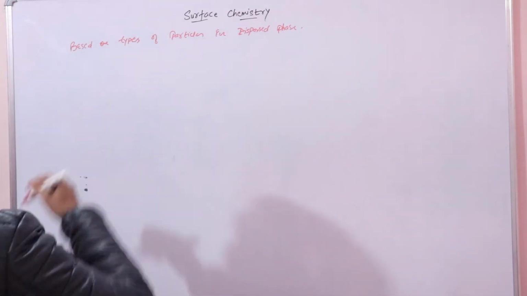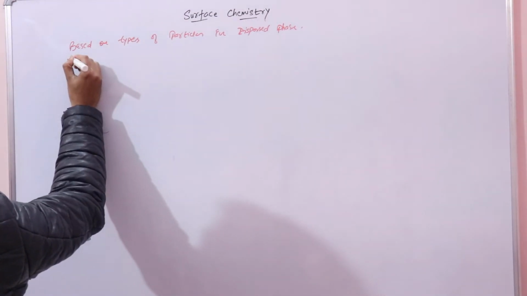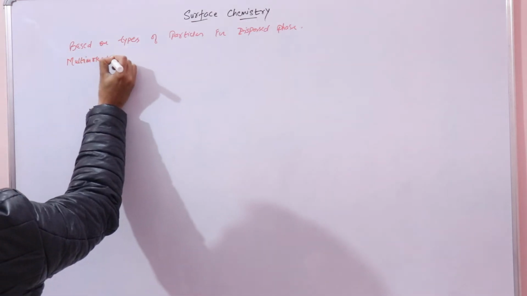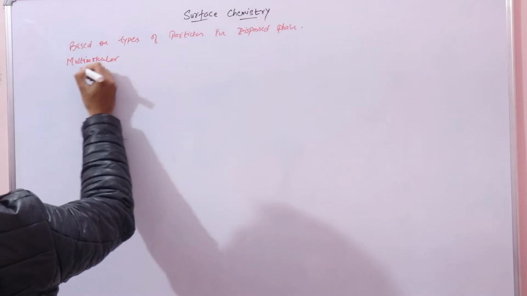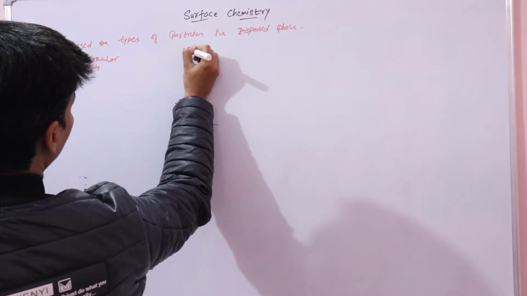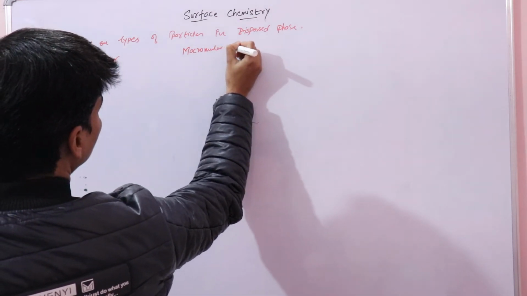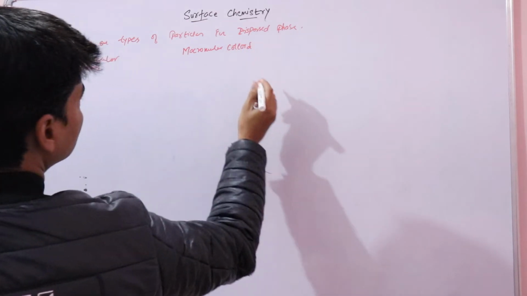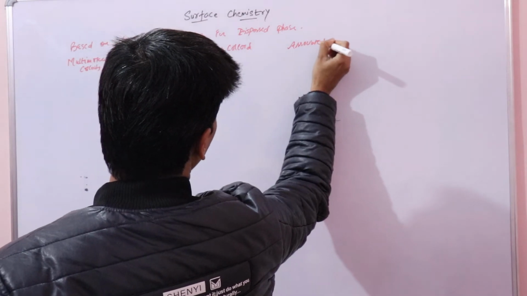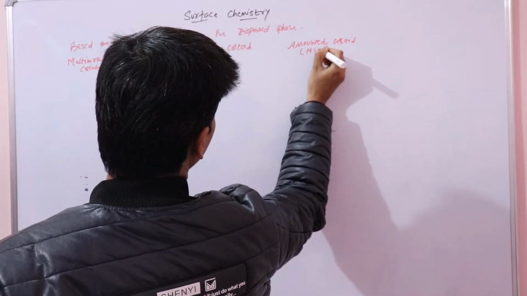So let's write down here. Then we'll also compare the three. The first is your multimolecular colloids. Second is your macromolecular colloid, and the third is your associated colloid, also known as micelles.